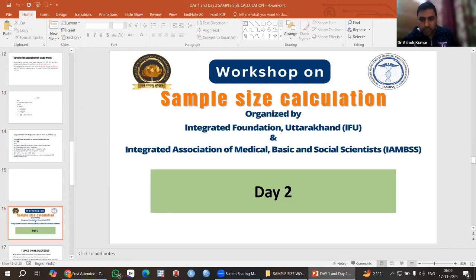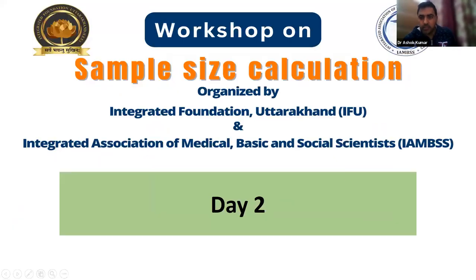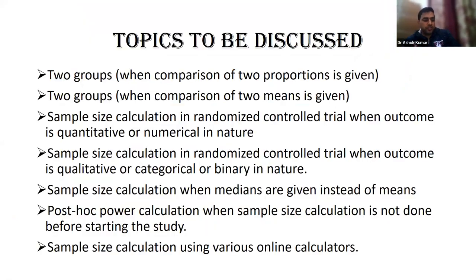Today is the second day, or last day, of this sample size calculation online workshop. Today we will discuss what we left yesterday, along with today's topic. So we will do two groups, if there are two groups and the primary outcome is qualitative or categorical.